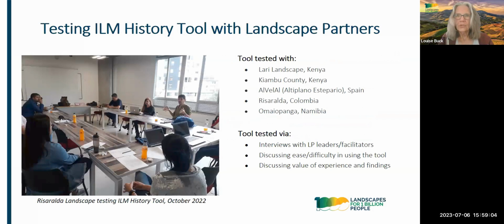So in order to validate this tool, we tested it with the 5 landscape partnerships that you see listed here, 2 in Kenya, 1 in Spain, 1 in Colombia, 1 in Namibia. These all represent our local landscape partners. And we did the testing by interviewing pairs or small groups of landscape partnership leaders and facilitators.